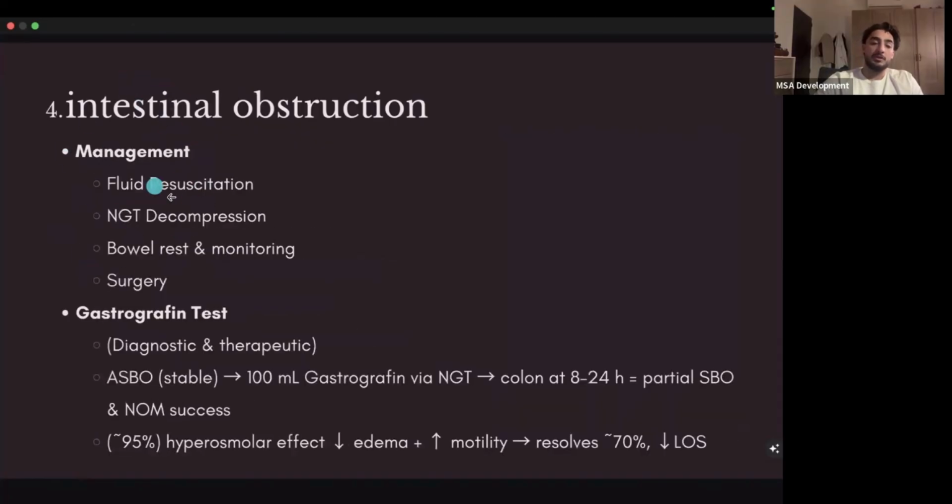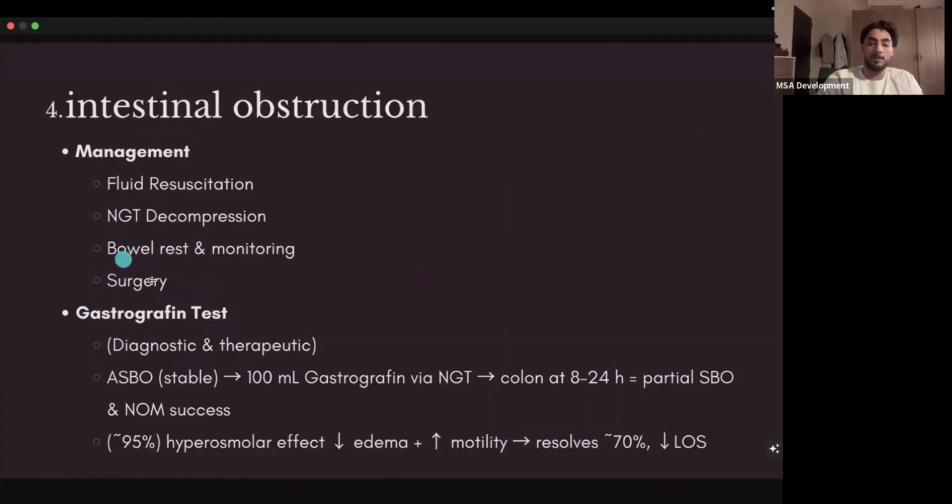So for management, you would do fluid resuscitation, you would do bowel rest, which we mentioned, and most importantly, you would do the nasogastric tube decompression. Because of this obstruction, you're going to have too much pressure, like we mentioned before, that could cause bowel ischemia and gangrene formation, everything like that. So you're going to do a decompression proximal to the obstruction.